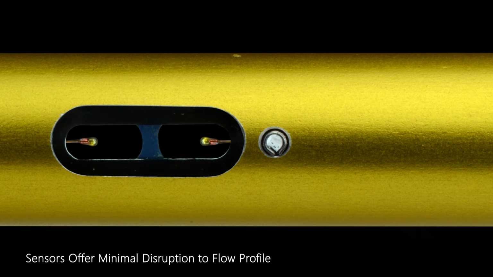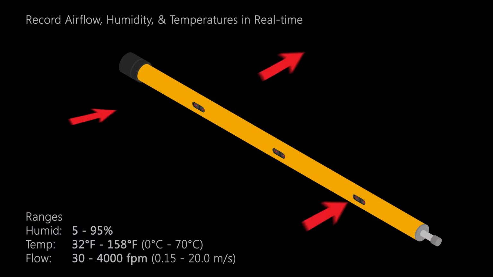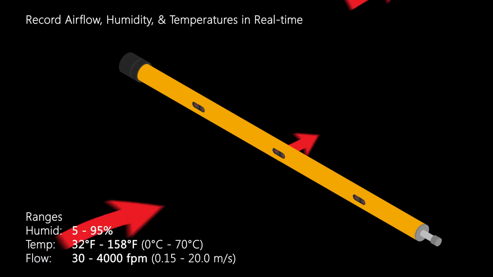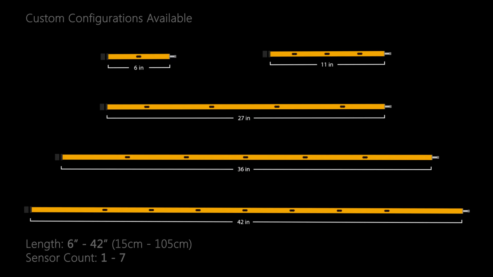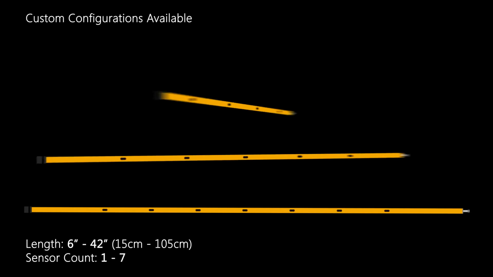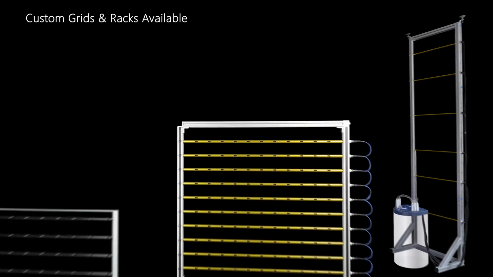With our C SPAR, or sensor pool array, airflow, ambient temperatures, and humidity can be measured and recorded at multiple points in real time. The sensor array is built to user-defined dimensions and can accommodate an array of designs, including portable grids and multi-tiered racks.